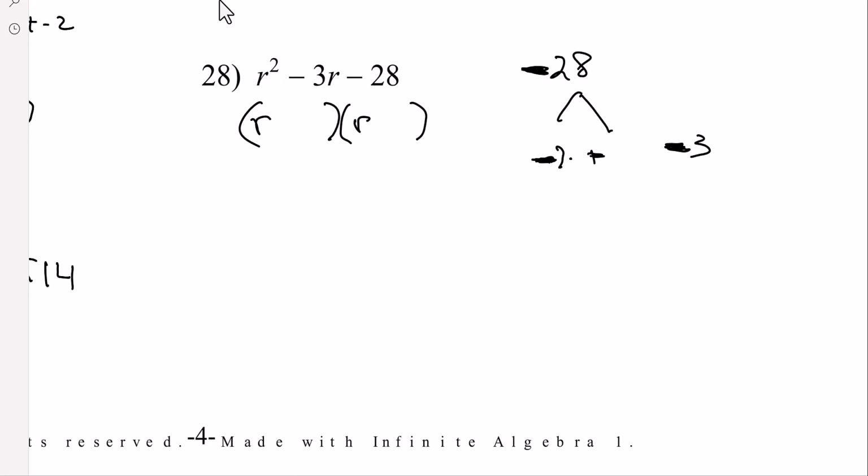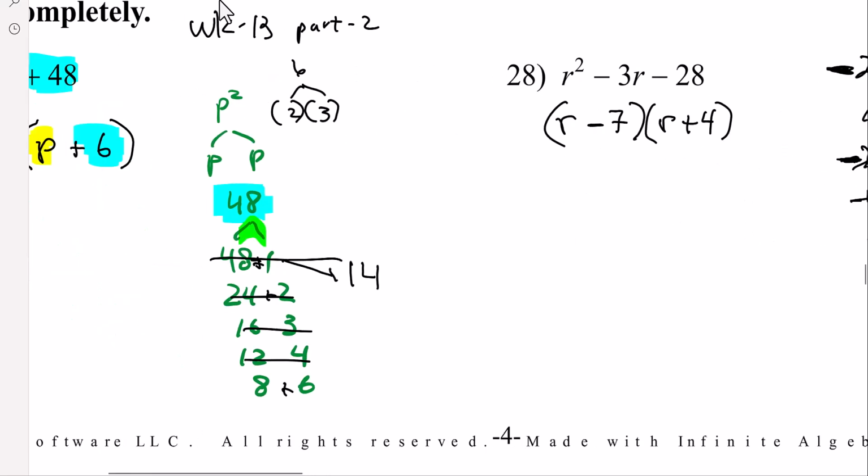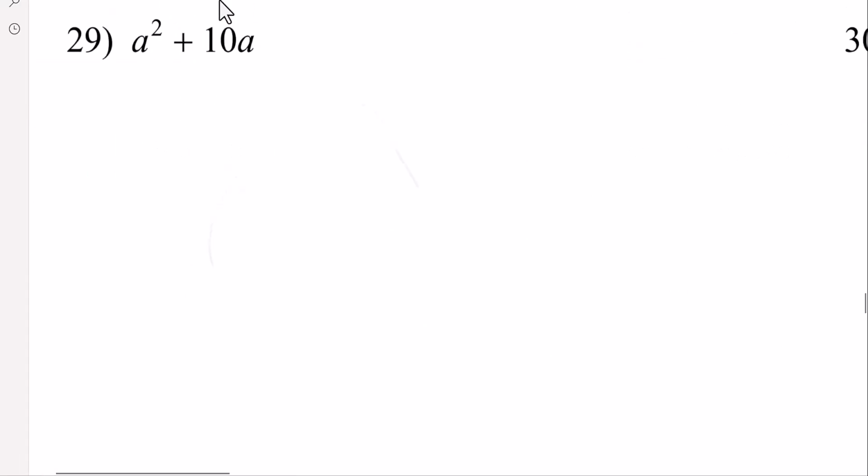So there's negative 28 and 1, nope. Negative 14, positive 2, nope. Negative 7, positive 3, positive 4, I mean. And yep, those two add up to negative 3. So negative 7, positive 4. All right, so that's how you factor basic trinomials.